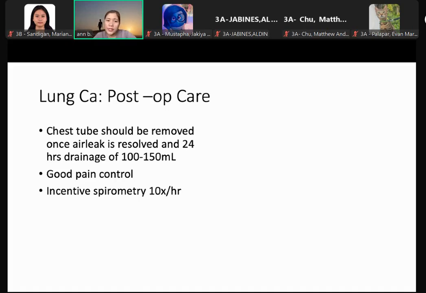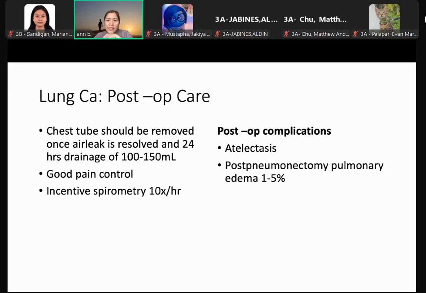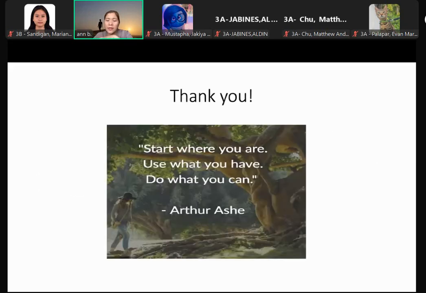Good pain control is needed during the postoperative course, and incentive spirometry for faster lung expansion; these are the exercises for them. Post-op complications, usually because we did one-lung ventilation, include atelectasis, or if you do a pneumonectomy, post-pneumonectomy pulmonary edema in 1 to 2.5%, air leak, and bronchopleural fistula.